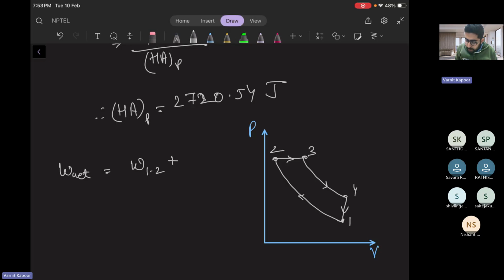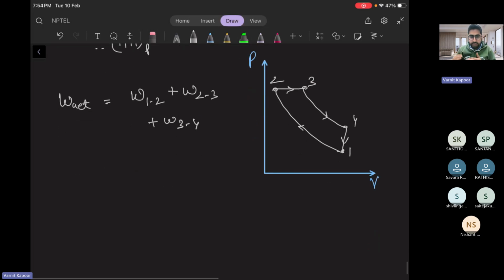1 to 2, plus 2 to 3 also will have work done this time because it's not at constant volume. Work done is P dV. So volume has changed from 2 to 3. So work done 2 to 3 plus work done 3 to 4. 4 to 1 will be 0 because the change in volume is 0, P dV, dV will be 0. Okay, so this is your work done.